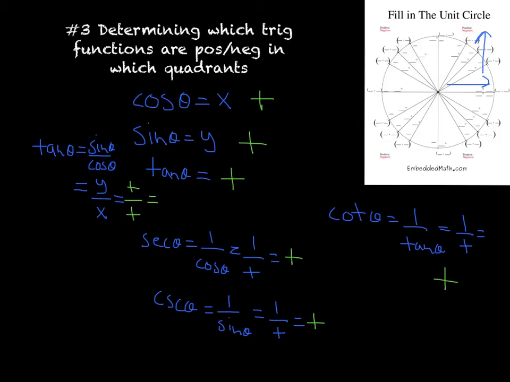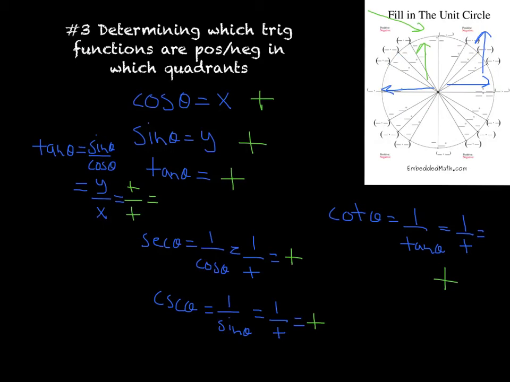So what did we just conclude? All 6 trig functions are positive in the first quadrant. All right? All 6 are positive in the first quadrant. Now, so nothing is negative in the first quadrant. Now, in the second quadrant, which is this quadrant right here, let's think about that. You have to now go left and you have to go up.